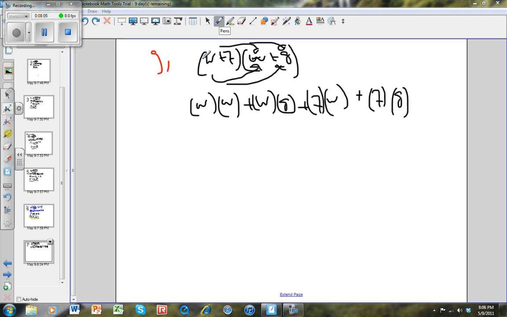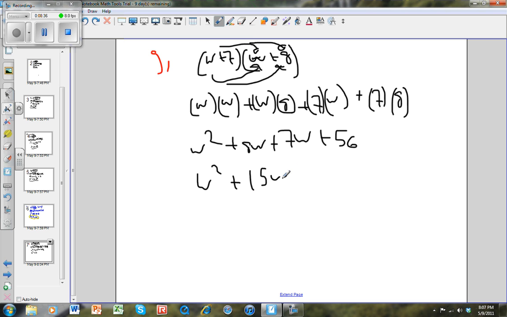So G, almost done. So it's w plus 7 and w plus 8. So like usual, we foil this, and then we expand by doing this, and then I'm going to simplify this. So it's w squared plus 8w plus 7w plus 56. So then we can simplify this again. So it becomes w squared plus 15w plus 56. And that is our final answer.